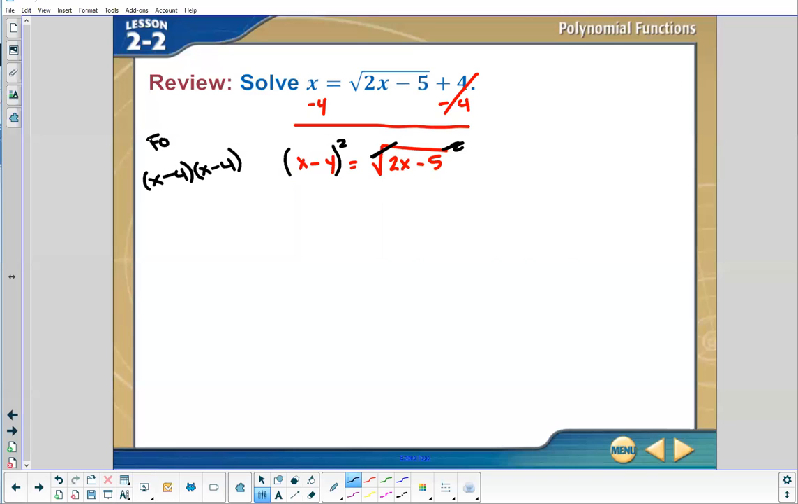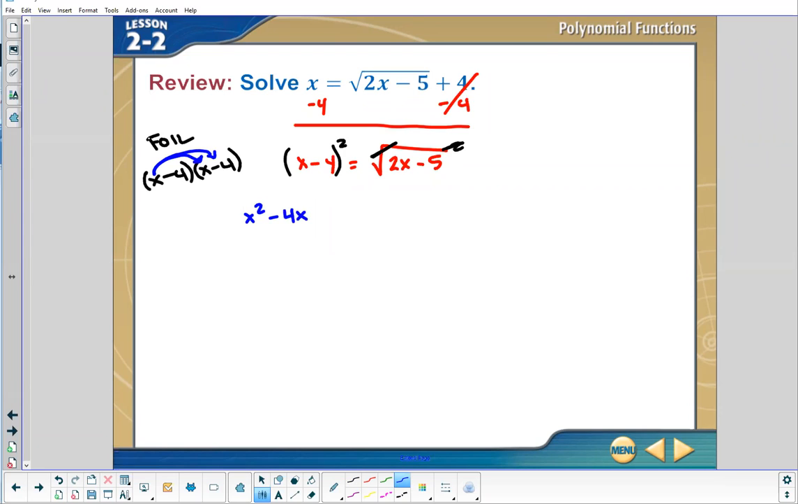And to do that, the technique we use is called FOIL. So to expand this, to fully multiply it, I want to show it to you this way, where you can see x minus 4 written twice. That's what a square means, right? Multiply it times itself. So what is x times x here? x squared. Yep, and I have to distribute the whole thing. So now x is going to multiply times negative 4, which is minus 4x.